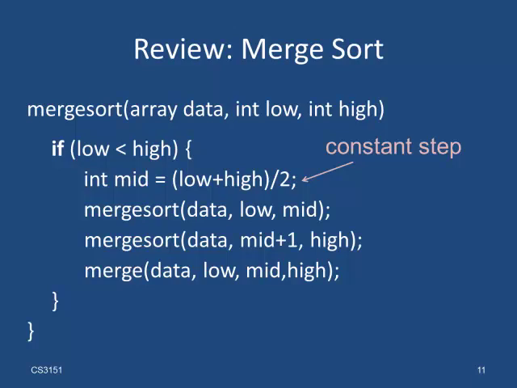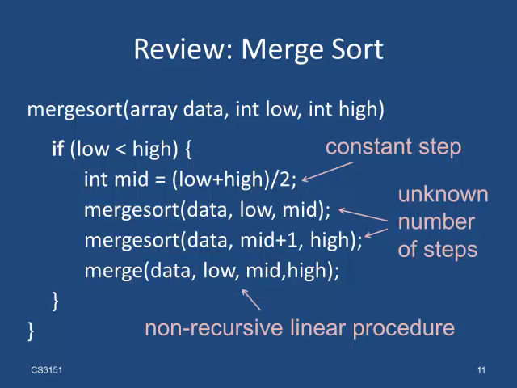Here the problem is again that we don't know how to count the number of steps, since these calls themselves will make recursive calls and so on. But we can say that the number of steps corresponds to the number of steps of merge sort for an array of half the size of the original subarray. The last procedure is linear in the size of the subarray.